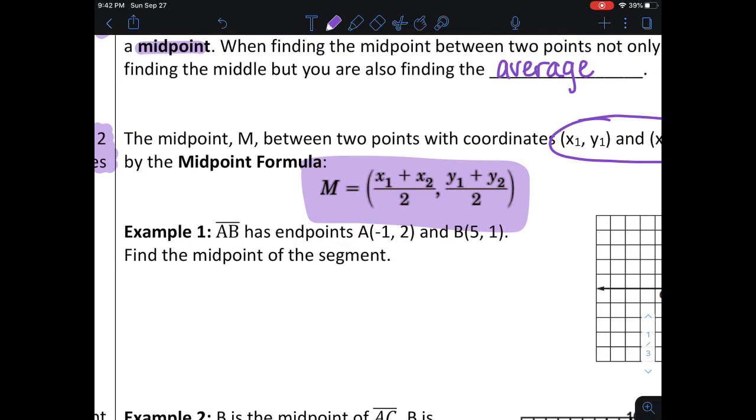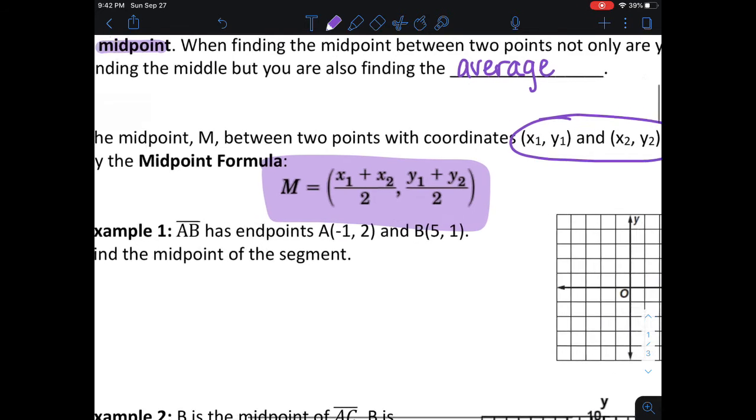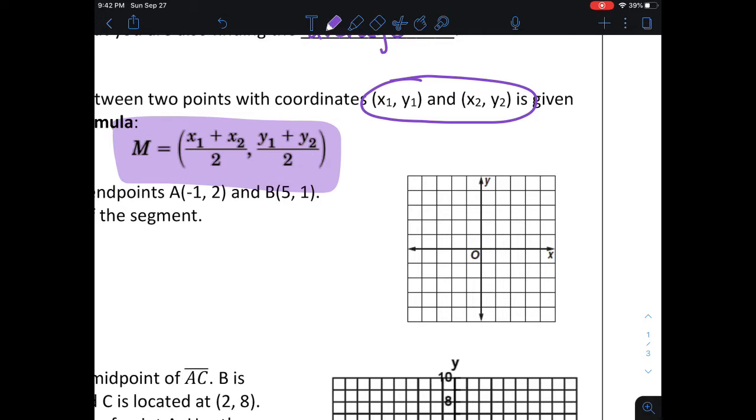So let's get into an example. Segment AB has endpoints A and B. Find the midpoint of the segment. Okay, so first I'm going to graph it. -1 and up to, so that's point A. And then we have 5, 1. Let me use different colors as usual. And boom, there's point B.